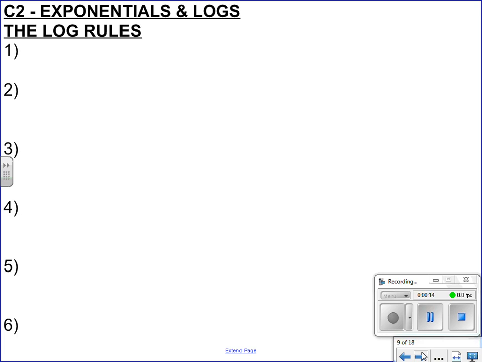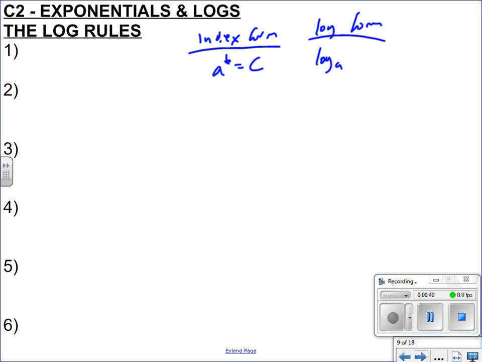Now, let's just recap where we are. Last time we talked about logs. What were logs? Well, we had index form, which said a to the b equals c. So index form says, give me a base, give me a power, and I'll tell you what the result is. Log form said, well, no, actually, if you give me the base and the result, I'll tell you what the power was. Okay, so log is the inverse of the index form.